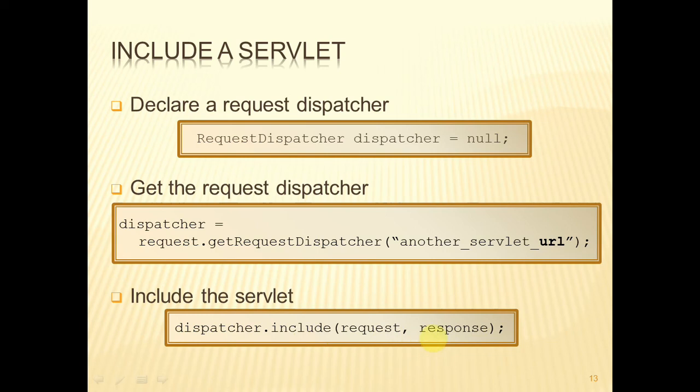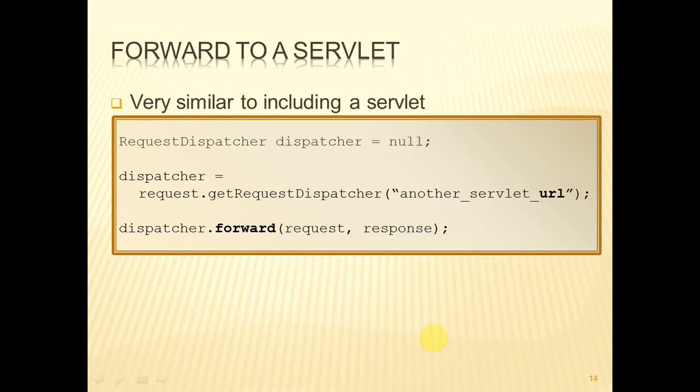And so what we can see here is that this servlet, which is, let's say, the controller servlet, which has received a request object and a response object from the servlet container, will then pass those exact same request and response objects to the next servlet. So the next servlet will be operating on exactly the same request and exactly the same response objects as the original controller servlet. If we want to forward to a servlet, then it's very similar. In fact, the only thing that's different is instead of calling dispatcher.include, we call dispatcher.forward.